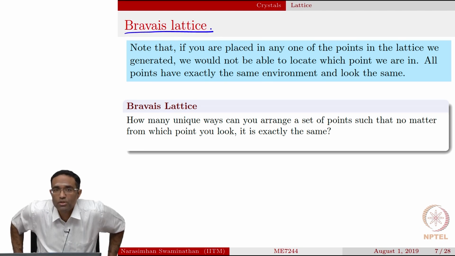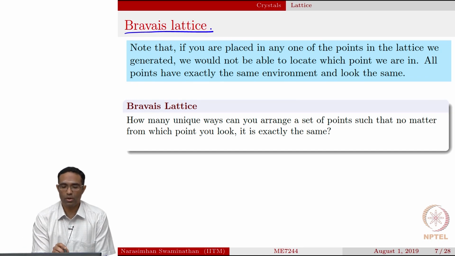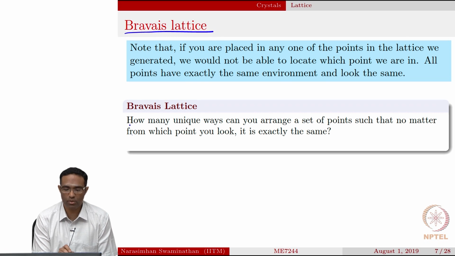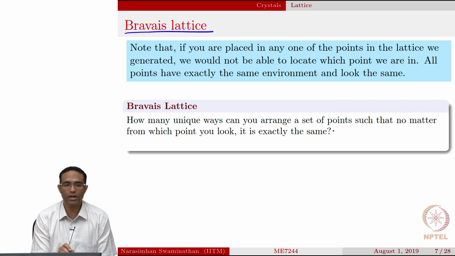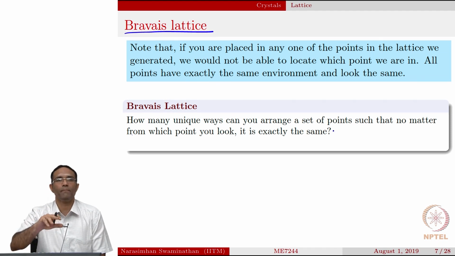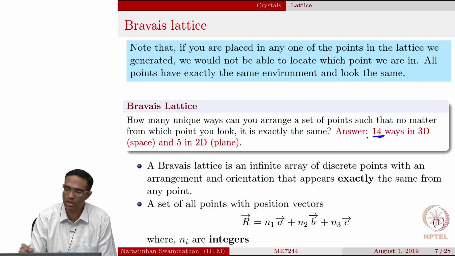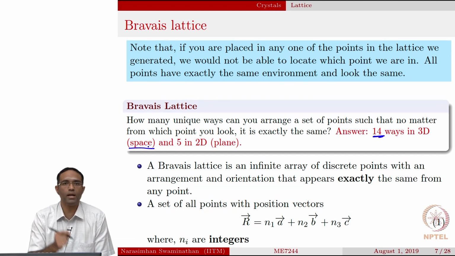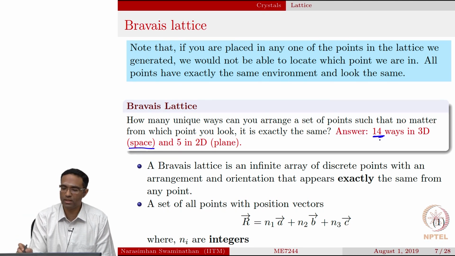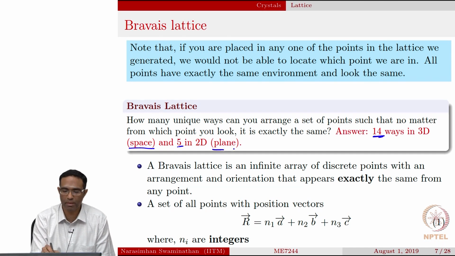So, consequently, using Bravais lattices to construct crystal structure is extremely useful. Okay. So, the next question that we ask now is, how many unique ways can we arrange a set of points in 3D space such that no matter from which point you look, it always appears the same. So, the answer to that question is 14 ways. In 3-dimensional space, you can arrange a set of points in such a way that if you sit on any one point, it looks exactly the same always, in about 14 ways, and in 2 dimensions it happens to be 5 different ways, which are called plane Bravais lattices.